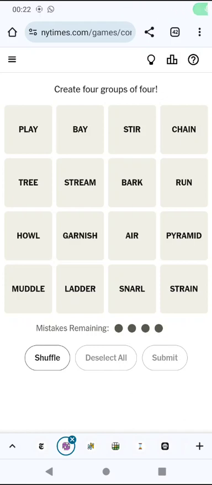Hello again, welcome to today's attempt of a connections game. 16 clues and we have to divide them into 4 connected groups of 4. Now, where are we going to start today?